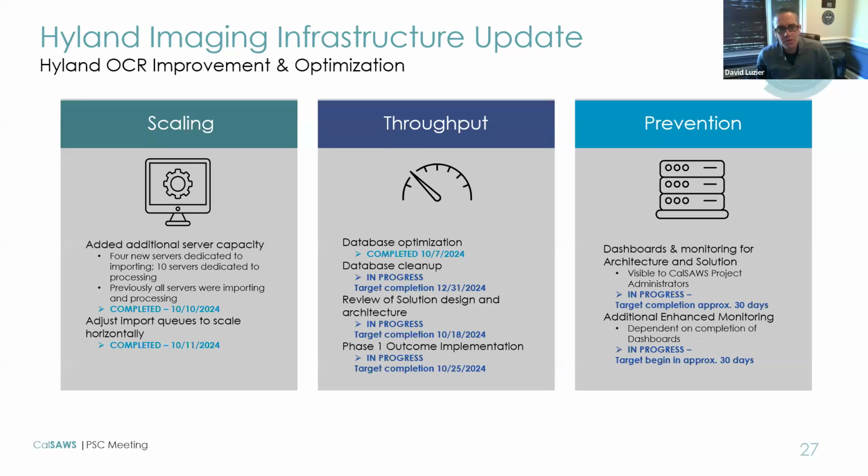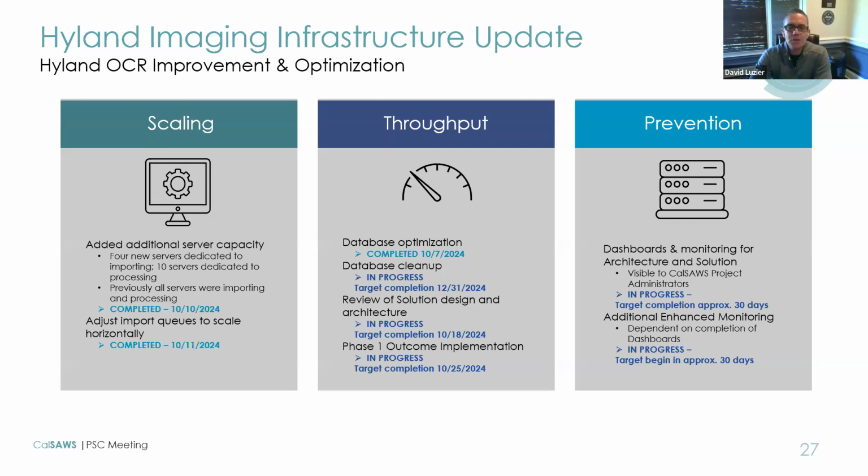Okay, so for the OCR improvements and optimization, we're really focused on three areas: scaling, throughput, and then preventive. How do we prevent this on an ongoing basis, more in real time?